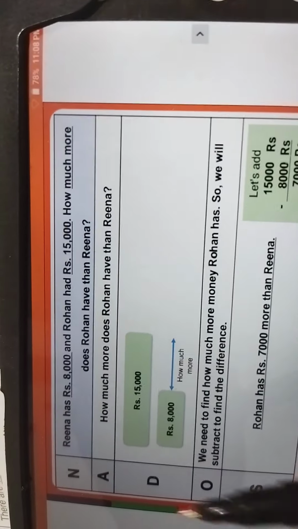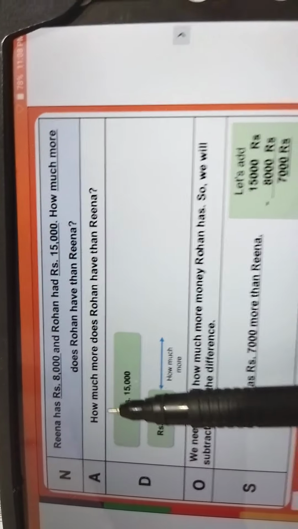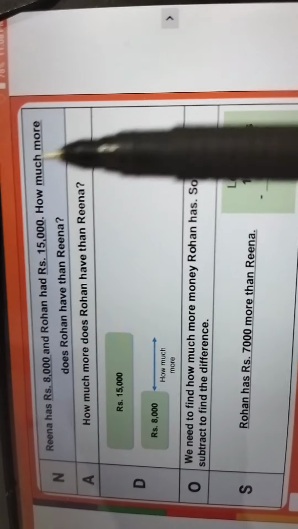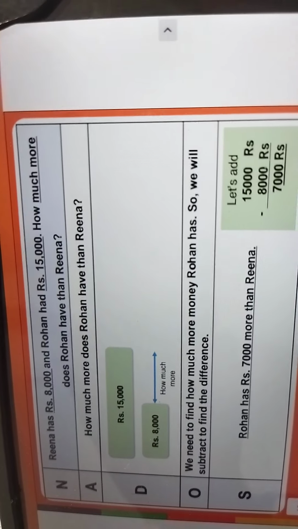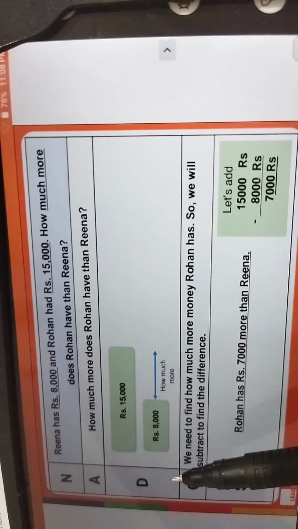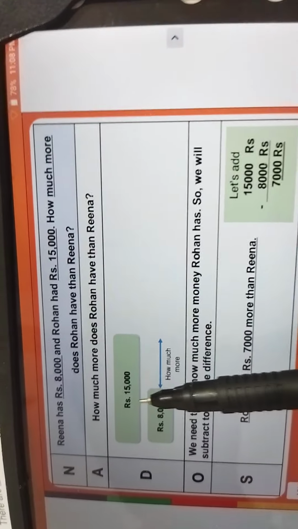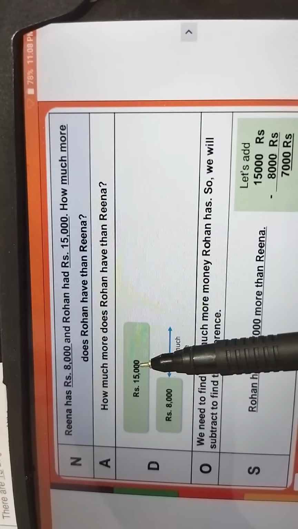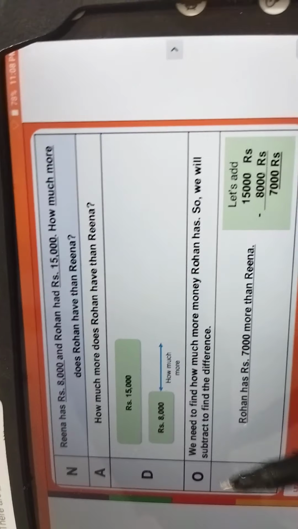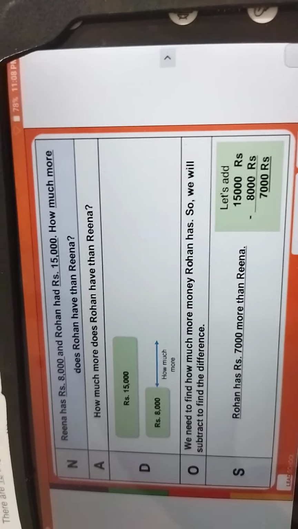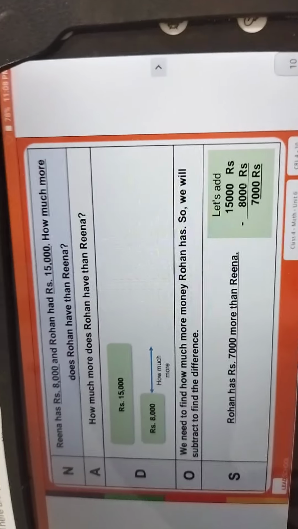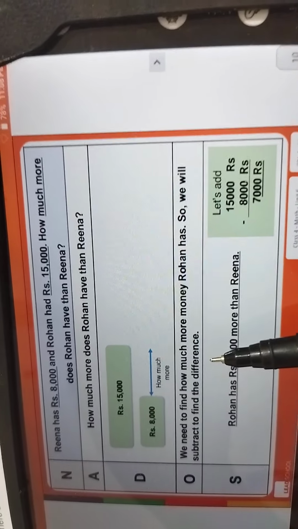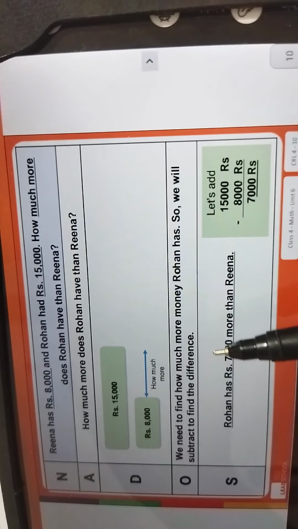Okay. Then ask: what are they asking? How much more does Rohan have than Reena? We have to find how much more Rohan has than Reena. D for draw. We have to draw two boxes, rupees 15,000 and rupees 8,000. Operation: we need to find how much more money Rohan has, so we will subtract to find the difference.